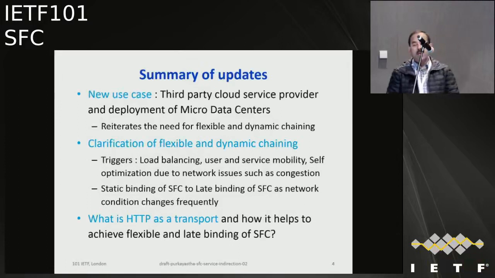So in this update, we introduced another use case, which is basically the deployment of third-party cloud service providers, and also the deployment of micro data centers, specifically at the edge of the network, and that reiterates the need for flexible and dynamic chaining. Also some clarification on flexible and dynamic chaining has been added there. So why do we need this? Some of the triggers can be load balancing and user or service mobility, or also optimization due to network conditions.